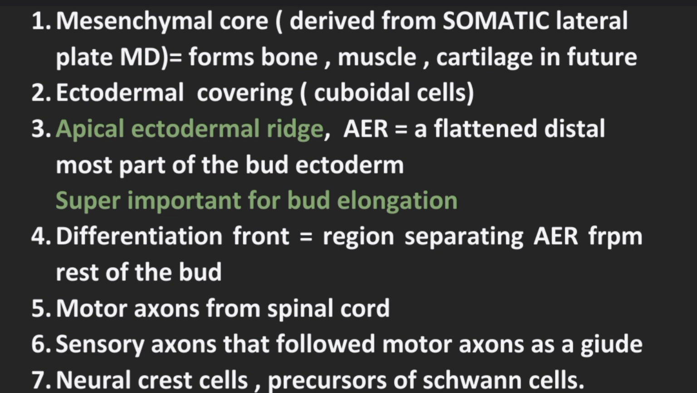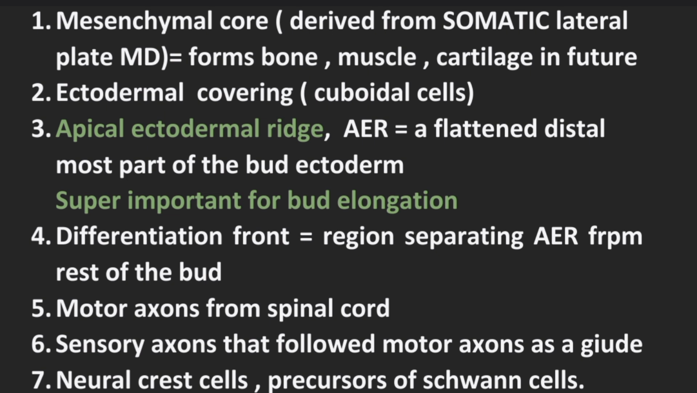The first is the core. The core is mesenchyme, right? And this mesenchyme is going to be the future limb, the bone, the muscle, the cartilage, everything is going to be formed out of this mesenchymal core, and it is derived from the somatic lateral plate mesoderm. Right, so we have different types of mesoderm. In that, the somatic lateral plate is responsible for the development of limbs. Now this mesenchymal core will have a covering, and that would be of ectoderm, and these would be cuboidal cells.